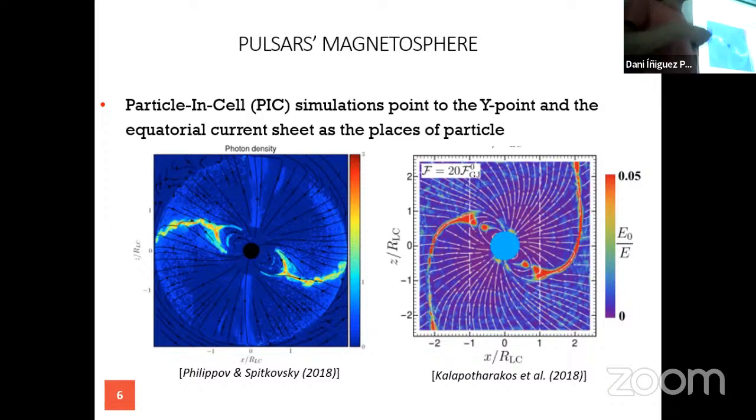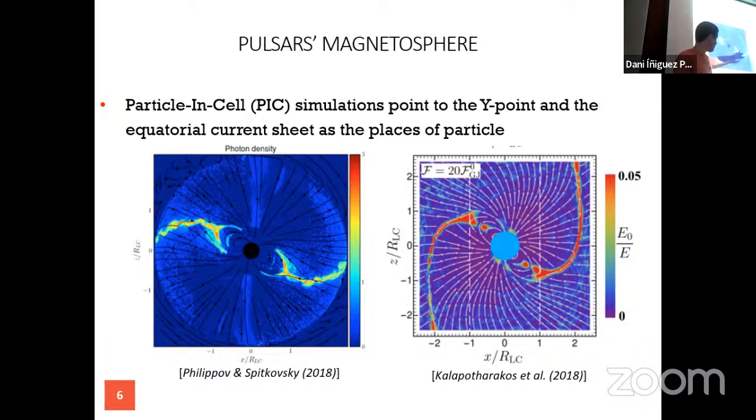And these particles are simulated together with the electromagnetic field in order to create such consistent magnetospheres. These simulations done across the world by different groups all seem to point to the same places of particle acceleration, namely the Y point and the equatorial transition.